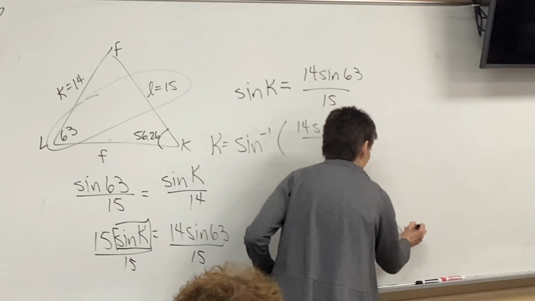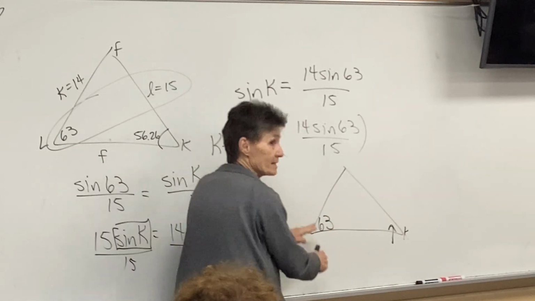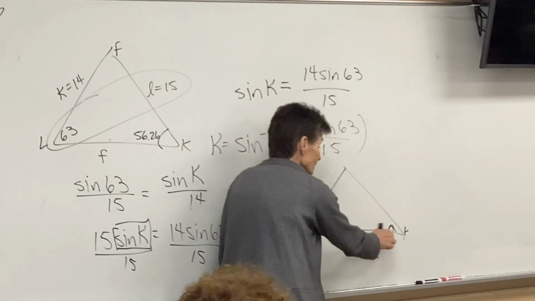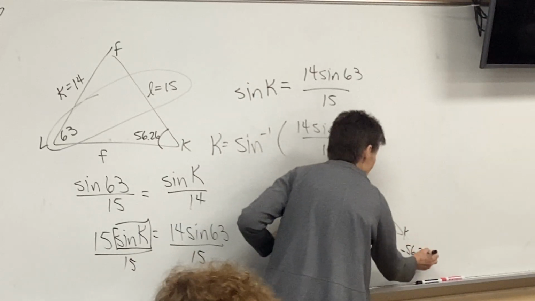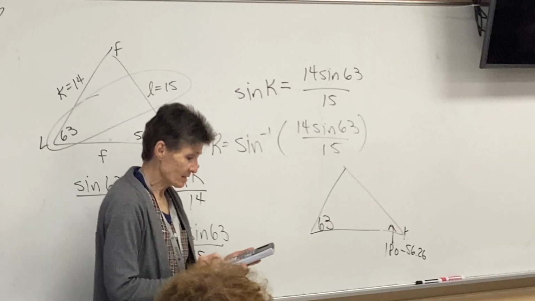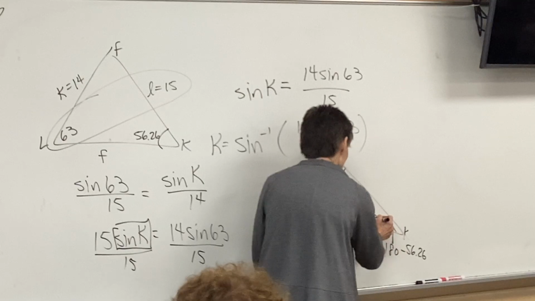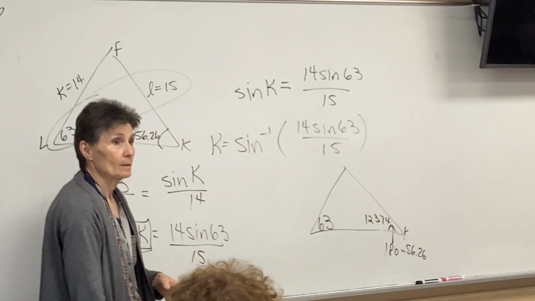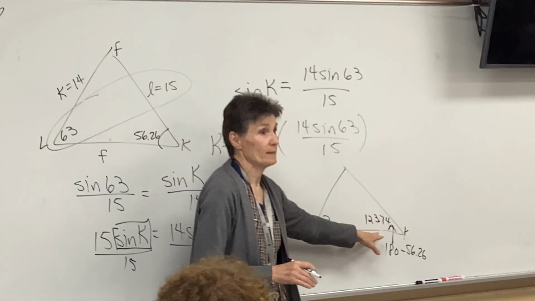this angle K right here. Remember, angle L is 63. That's done. If there's a second one, it will be 180 minus the first one. So what is 180 minus the first one? 123.74. So if there is a second one, it's 123.